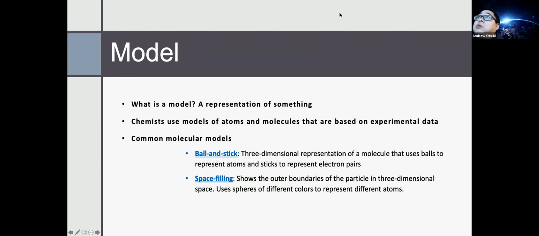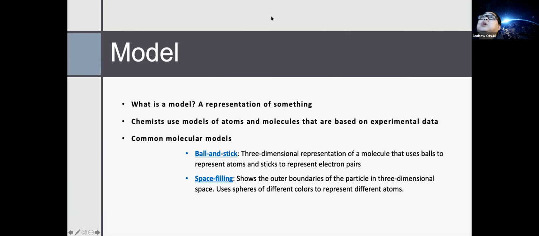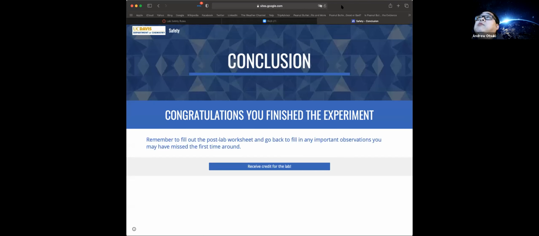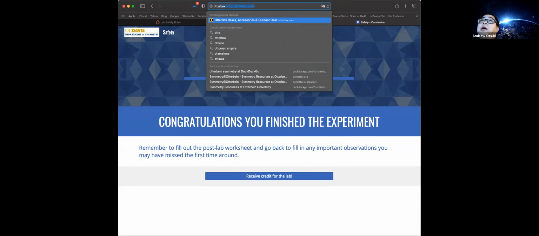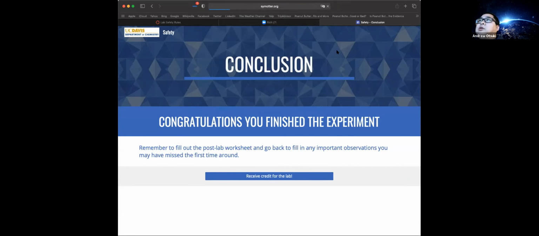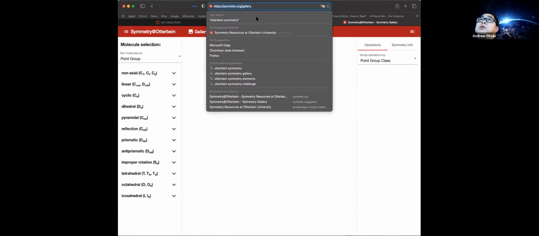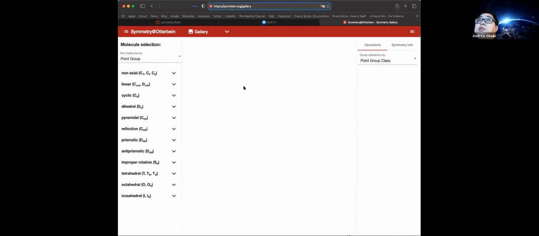I could give you the link. Hold on, let me put it in the chat. So if you want to use the link, let's go back to here. It's called Otterbein symmetry. In this site, if you go to gallery, I'll put it right here in the chat. You can actually look at compounds.